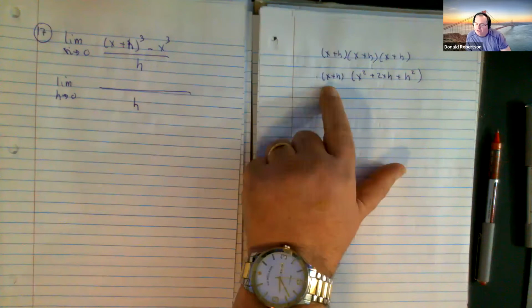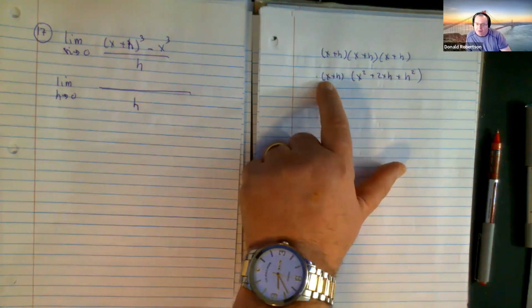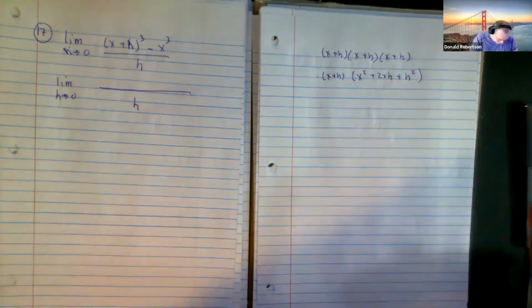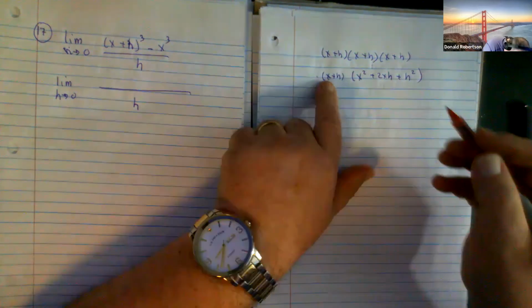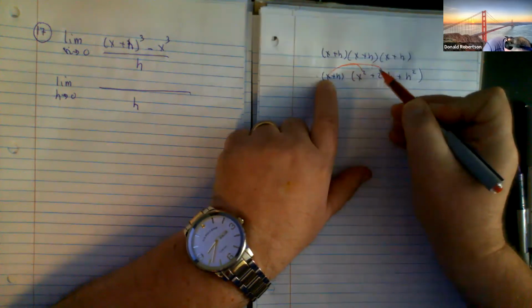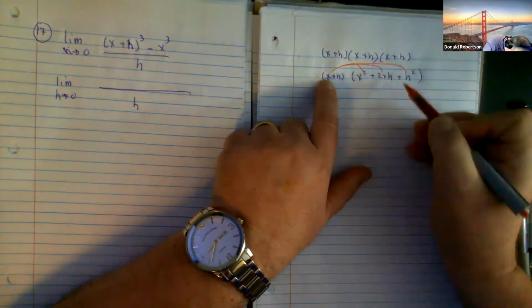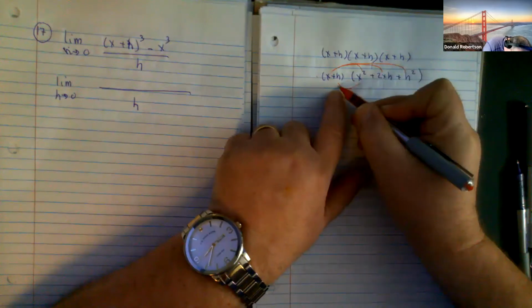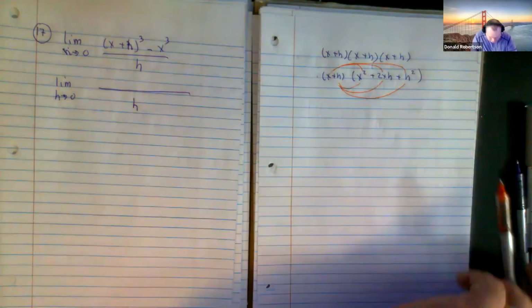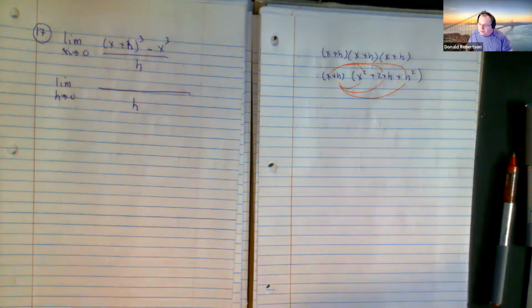Now I'll introduce the third one. In other words, I'm going to multiply this guy by that guy. And although it's not FOIL, it's very similar to FOIL. What you do is you do x times this one, x times this one, x times this one, h times this one, h times this one, and then finally h times this one. Do you see how that generates 6 different pieces of your answer?